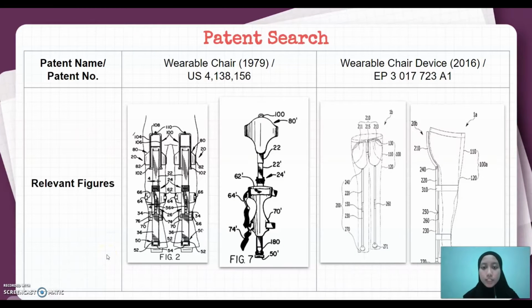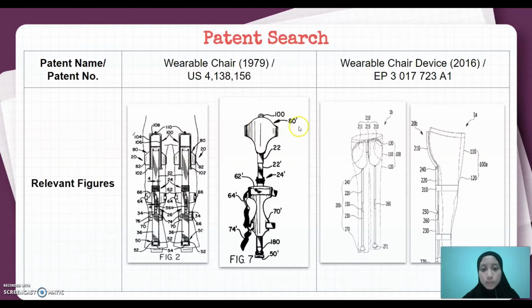Assalamualaikum, my name is Norvika Alia, and now I will continue with the patent search for this sit-stand exoskeleton. The first figure is from the United States in 1979, where this product is designed to support the weight of an individual's body. It includes a lower bar with an appropriate strap for attachment to the lower leg. The upper bar is pivotally connected to the lower bar and can support the individual's body during a sitting posture.